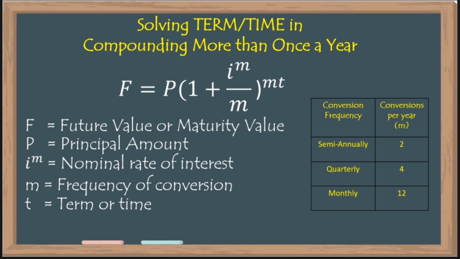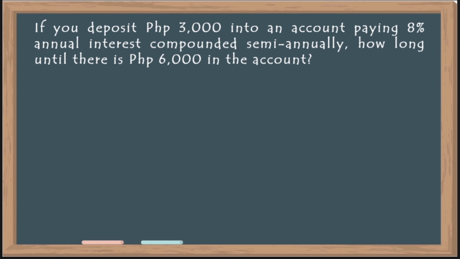Okay? Then, the term or time. So, alam na natin yan. The term or time, gaano katagal yung pera. Okay? Now, number 1, if you deposit 3,000 pesos into an account paying 8% annual interest compounded semi-annually, how long until there is 6,000 pesos in the account? So, let's analyze the problem. We use this formula, then ano po yung hinahanap dito sa problem natin? Sabi niya, how long until, so kung how long yan, ang pinapahanap po sa atin ay yung term.